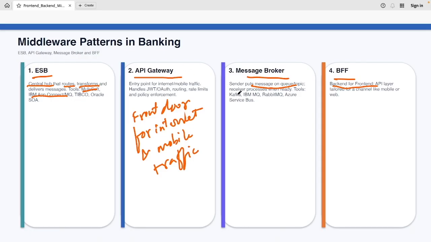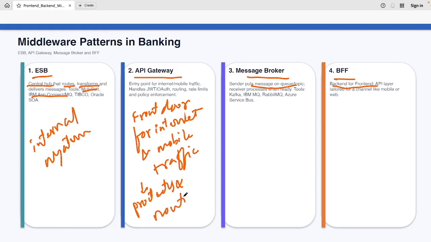Now if you look at the difference between these four, the simple difference is that the ESB connects your internal systems. The API gateway protects and helps in routing external API traffic. Then the message broker supports your asynchronous communication.